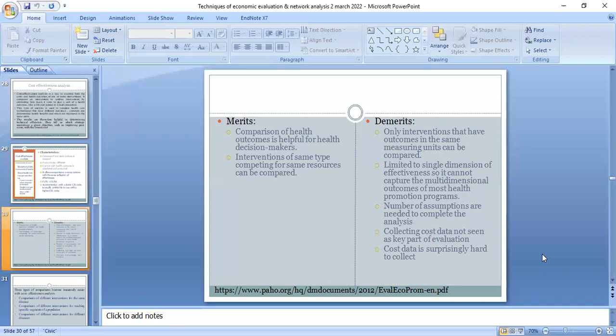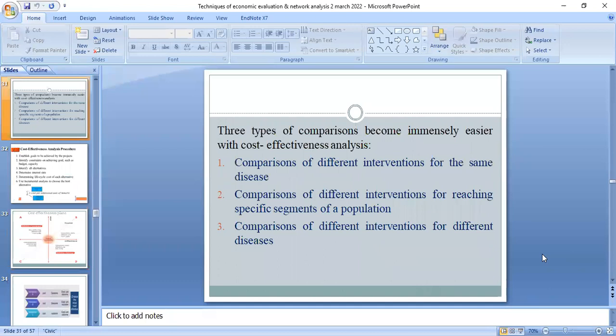Now merits of cost effectiveness analysis. It helps in comparison of health outcomes for health decision makers. Interventions of the same type competing for the same resources can be compared. Demerits include that only interventions that have outcomes in the same measure unit can be compared. It is limited to a single dimension of effectiveness, so it cannot capture the multi-dimensional outcomes of most health promotion programs. And a number of assumptions are needed to complete the analysis. Collecting cost data is not seen as a key part of evaluation. Cost data is surprisingly hard to collect. Three types of comparisons become immensely easier with cost effectiveness analysis.